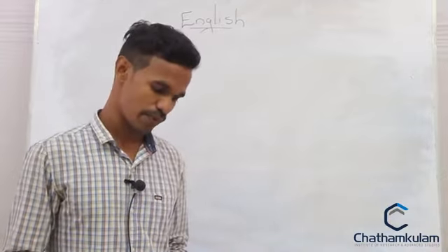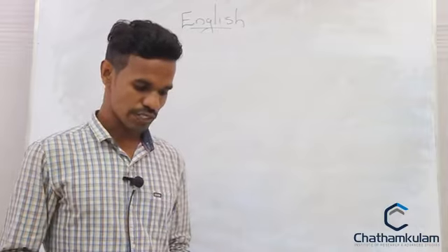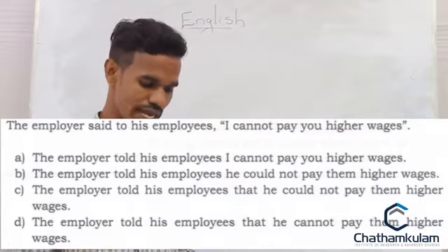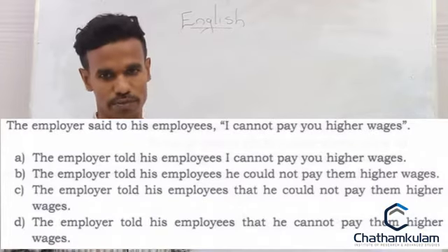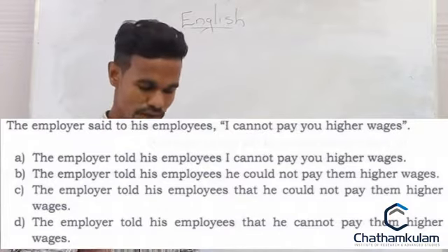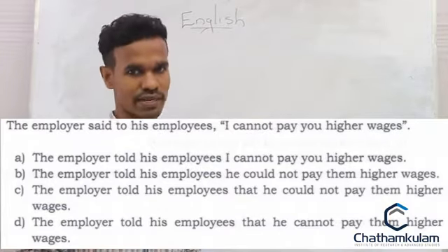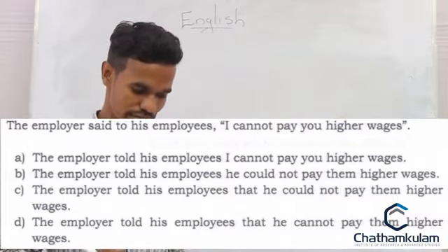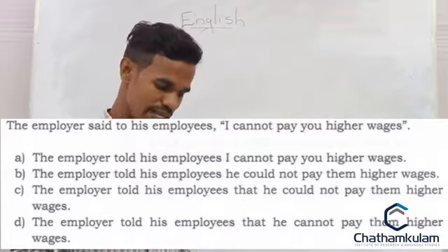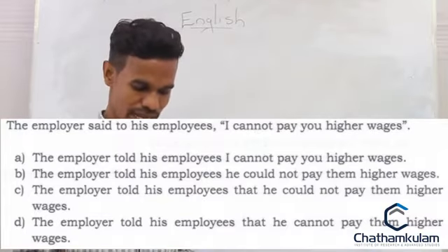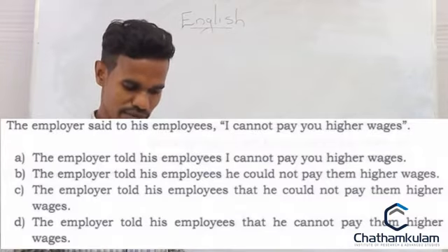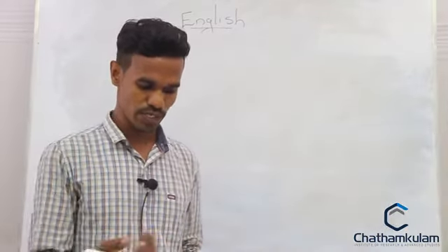That will help you. And the fifth question: the employer said to his employees, it's a plural one, "I cannot pay you higher wages." That will be put in the inverted comma, because that's a complete statement. So let us see what changes we can make to turn it into indirect speech. The employer told his employees, I cannot pay you higher wages. That is the same meaning, right? But they added said into told.